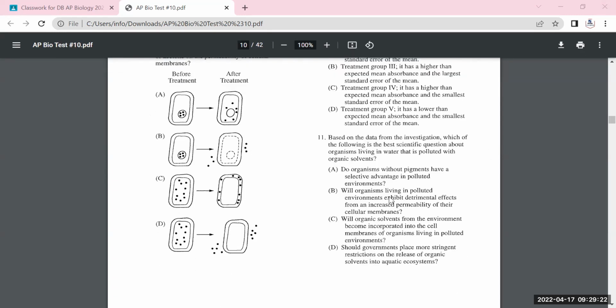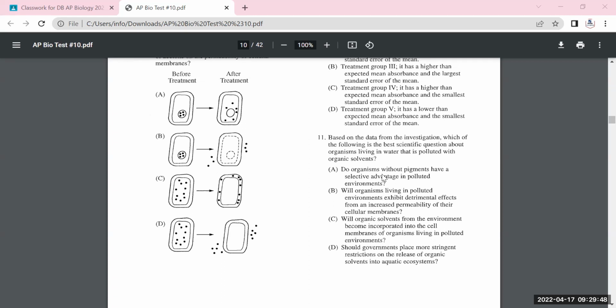Okay, based on the data from the investigation, which of the following is the best scientific question about organisms living in water that is polluted with organic solvents, right? Basically it's saying what is going to be happening. What question can we ask? What question does this experiment really answer?